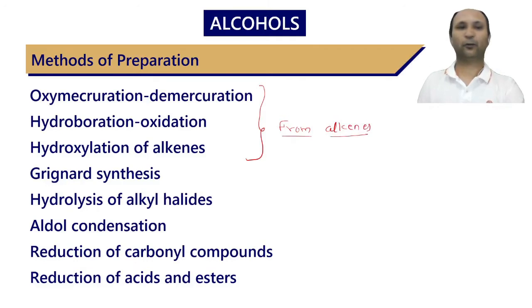And among these also, the first two methods, that is oxymercuration demercuration and hydroboration oxidation, these two are utilized to a larger extent to form alcohols in the laboratory, since they are very easy and convenient to perform. And the third method, that is hydroxylation of alkenes, is utilized to produce some diols, which we will see in this lecture. And with this, let us begin with our reactions.